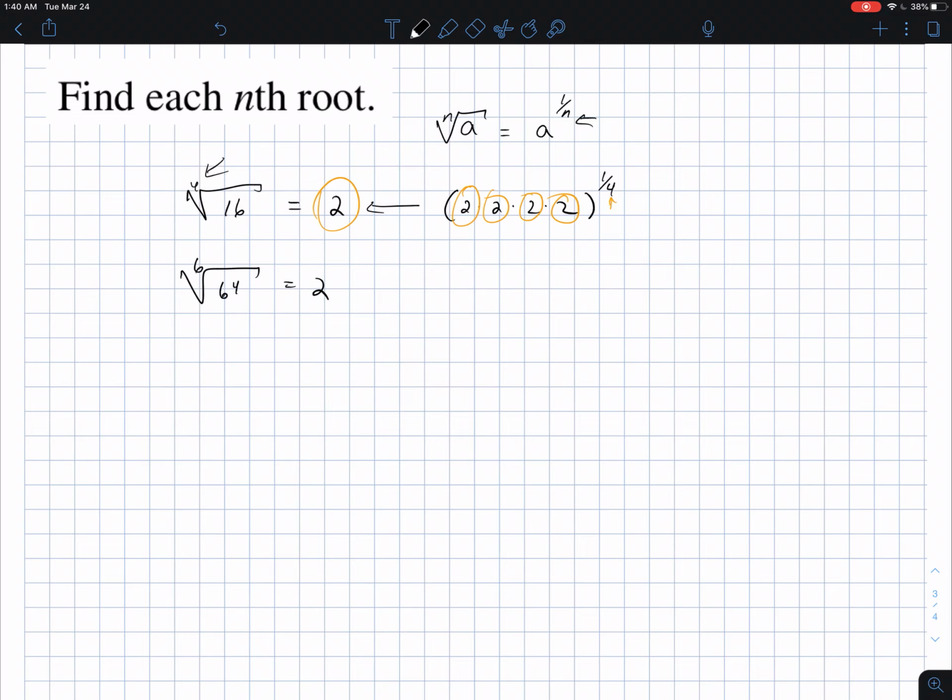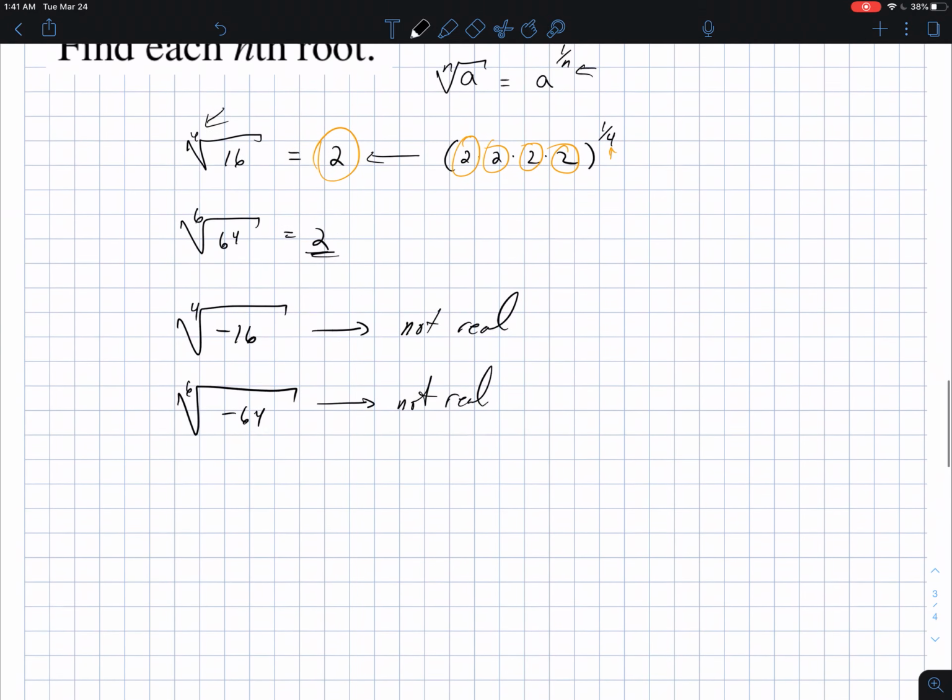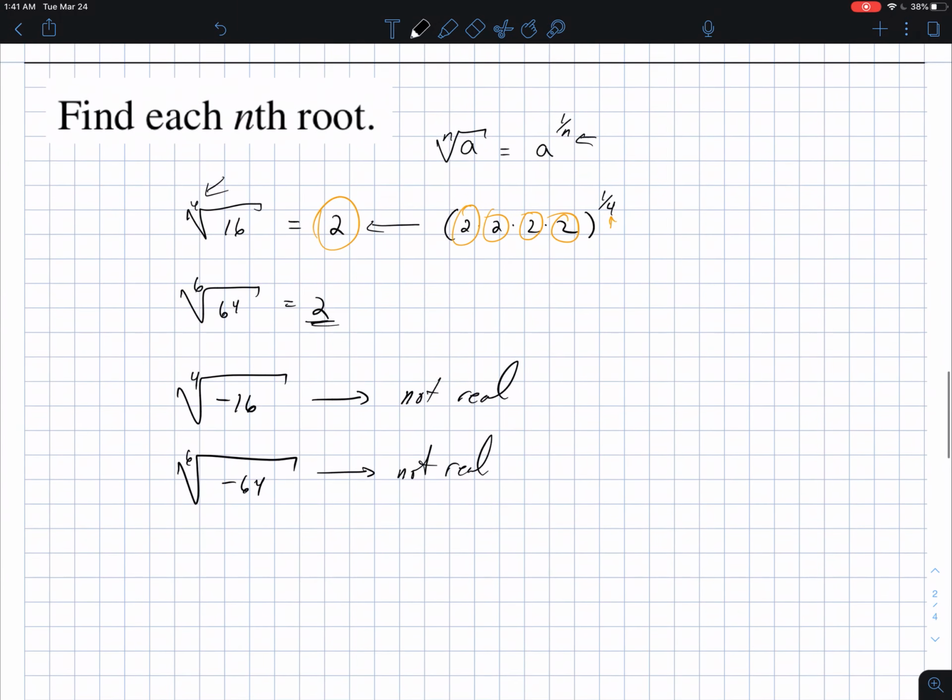But you've got to be a little careful. If I took the fourth root of negative 16, then this is not going to lead to a real number. It's not real. And we'll talk about what these numbers are called later. Likewise, if I did take the sixth root of negative 64, it would be negative 2, but that doesn't really make any sense. So, not real. And you'll see what we're talking about later. So these are even index numbers.